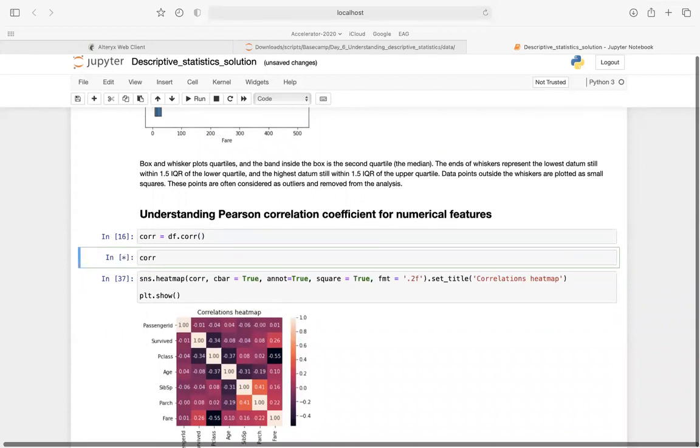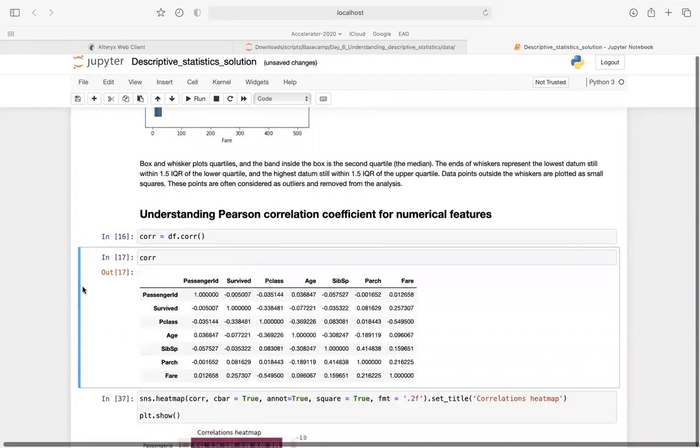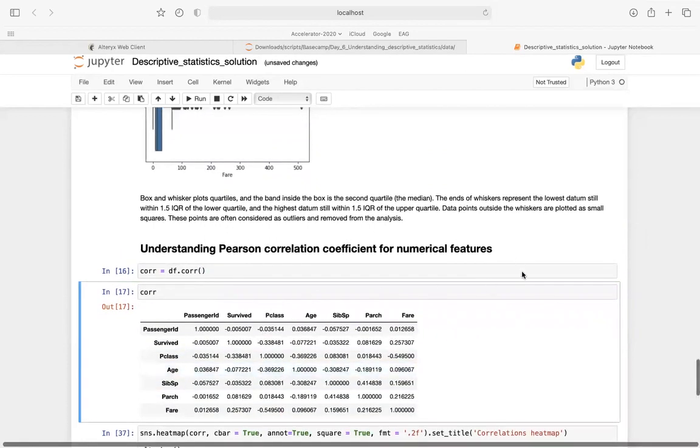If I print this, I should see something like this. So the correlation coefficient, the numbers that you see, are called coefficients. Coefficients help me understand how weak or how strong the relationship is between the columns. If you see, this is an n by n matrix. I have the same column headers and the same row headers.